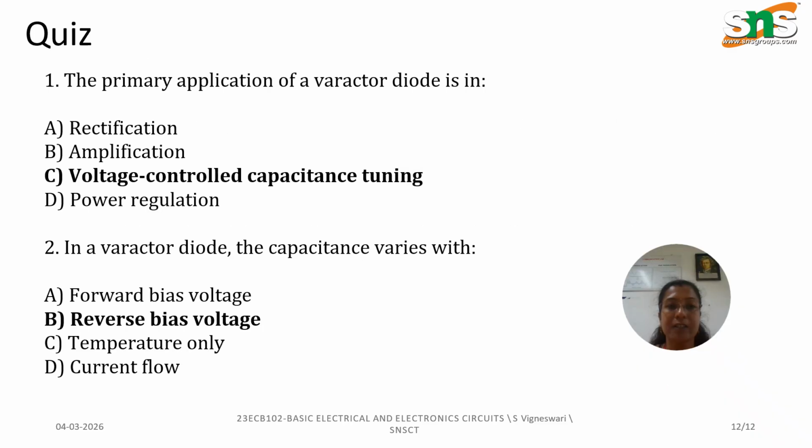These are the references, and finally here comes the quiz. To test the understanding, here are the basic questions: the primary application of the diode is in voltage controlled capacitance tuning, and in the varactor diode the capacitance varies with the reverse bias voltage.